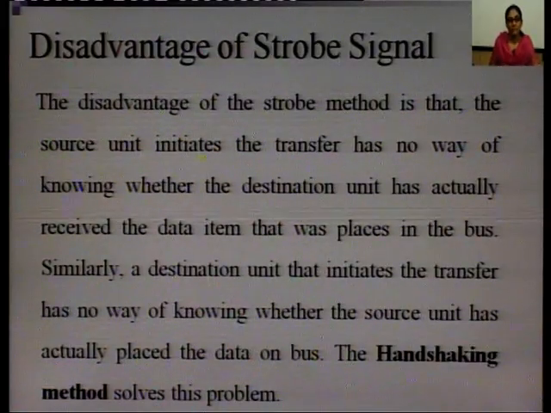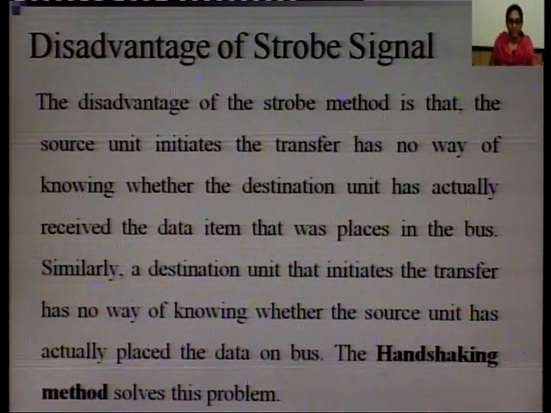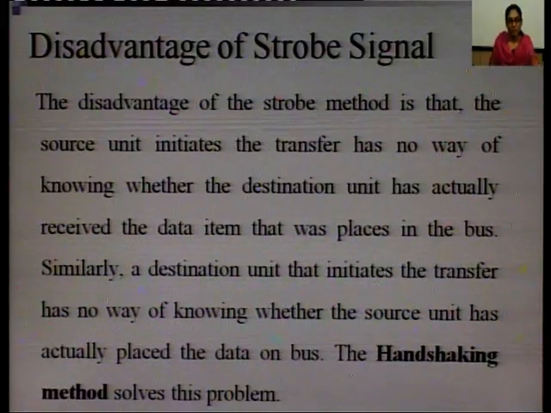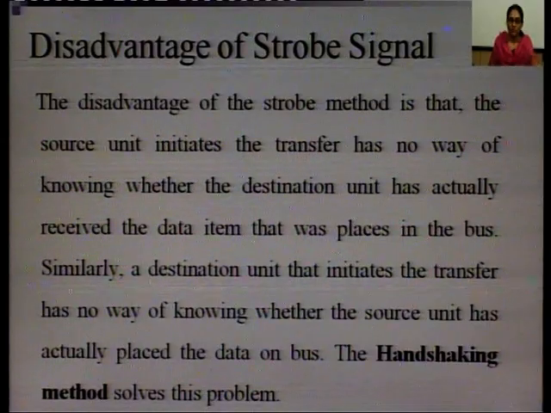There are some disadvantages of the strobe signal. The main disadvantage is that the source unit that initiates the transfer has no way of knowing whether the destination unit has actually received the data item placed on the bus. Similarly, if the destination unit initiates the transfer, it has no way of knowing whether the source unit has actually placed the required data on the data bus. So these are the disadvantages in this particular method, and they are removed by another method, the handshaking method.